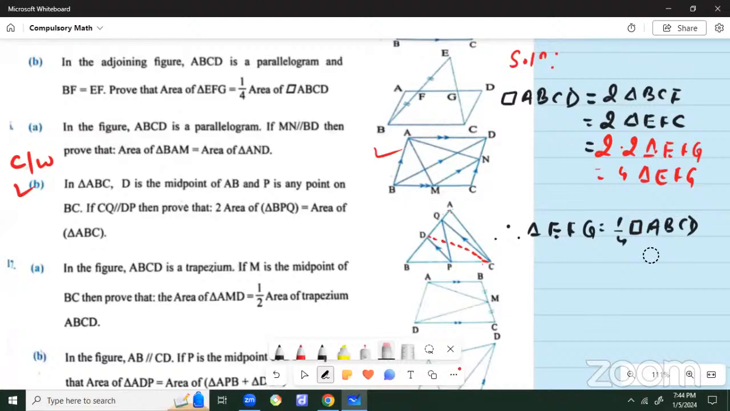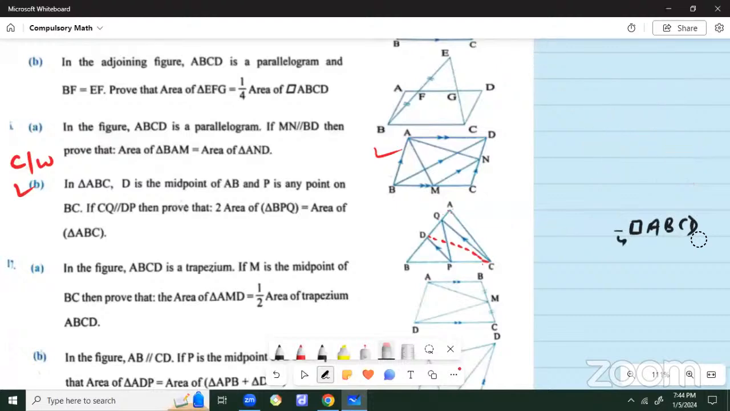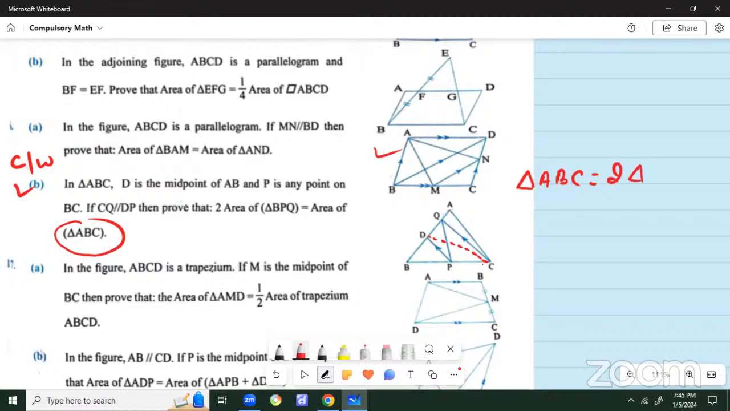Okay, did you get the idea? After having this DC, the constructed part here, now let's try doing this quickly because we don't have too much time. First, can we write here triangle ABC, because we have to show the relation with triangle ABC. Can we write the area of triangle ABC equals 2 times the area of triangle BCD?